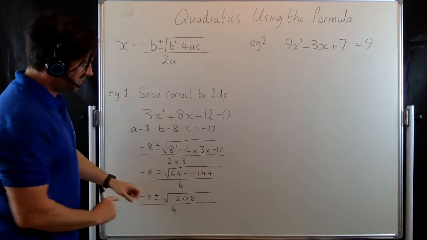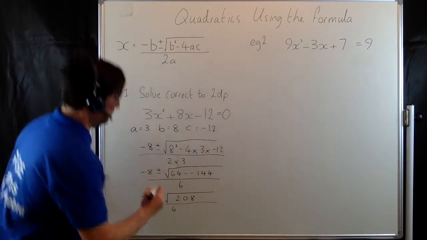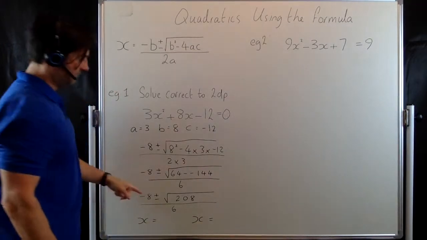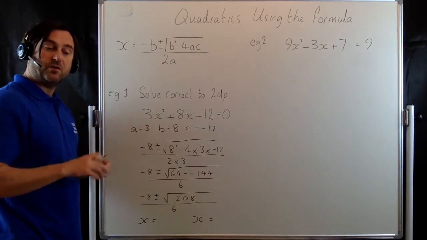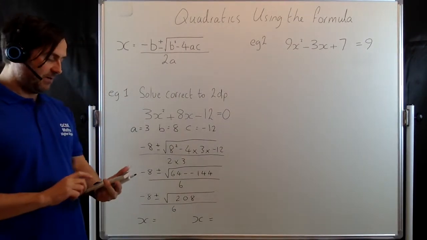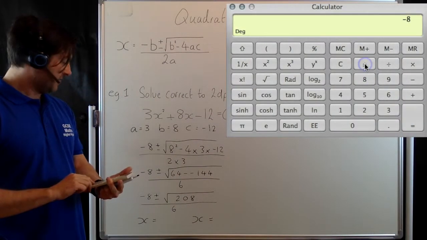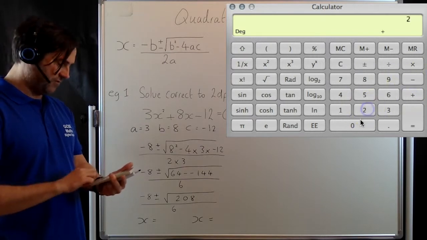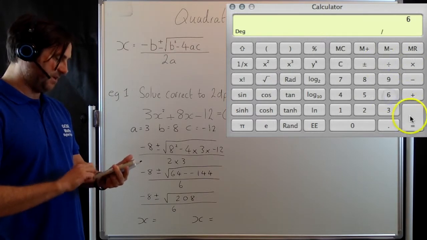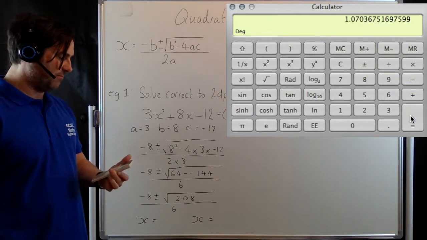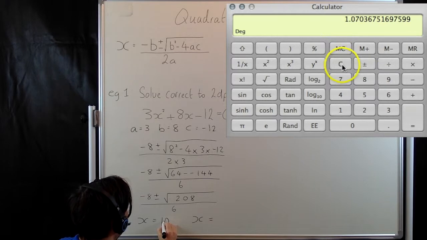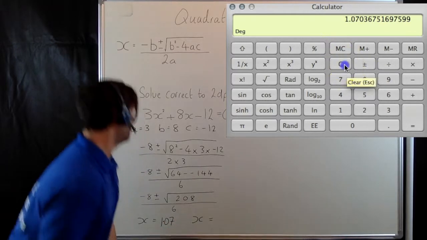Now what we've got to do is just type this into our calculator, and that will give us our answers. So we'll have x is going to equal, and x is going to equal. There's going to be 2 values for this because we've got the plus and the minus there. We've always got 2 answers for a quadratic. So go to your calculator and type in negative 8 plus the square root of 208, and then press your equals button. Then divide that by 6, and you get your answer 1.07 to 2 decimal places. 1.07, and that's the first one.